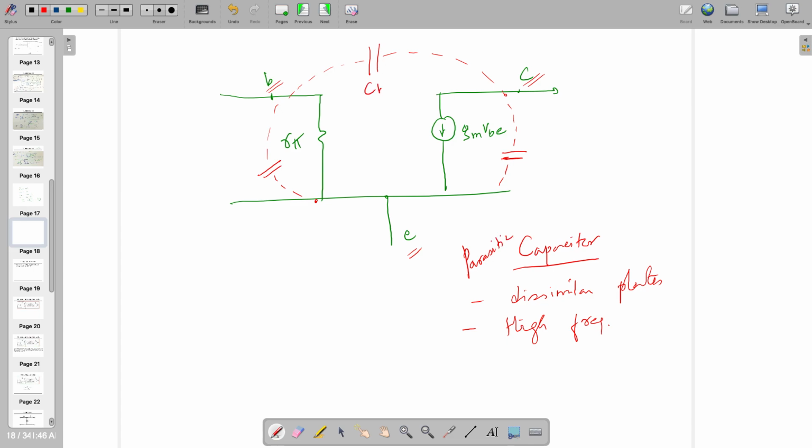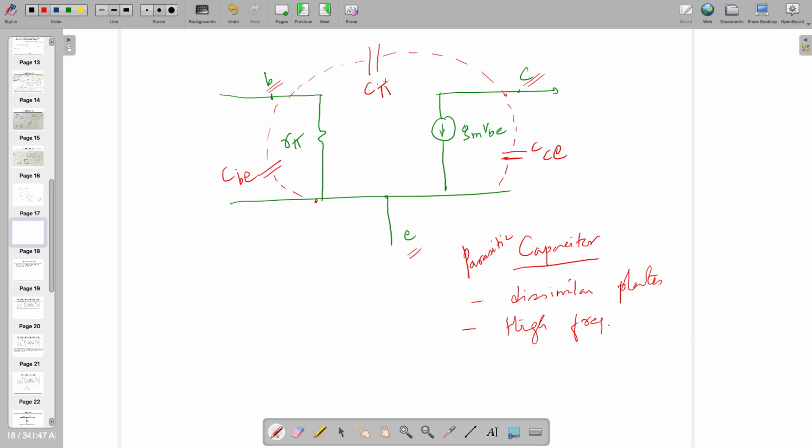And this will be CBE. This will be CBC, CBE, and CCE. But people don't like this CBC. They like to call this one C pi because it's connected between the two nodes, pi. This is the high frequency model. Earlier was the low frequency model.